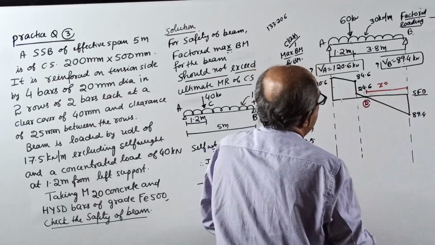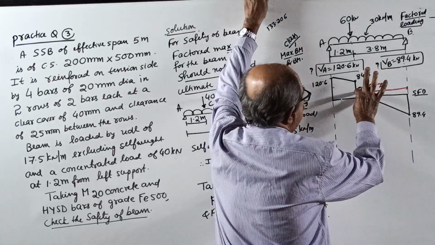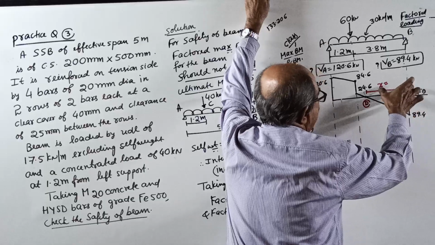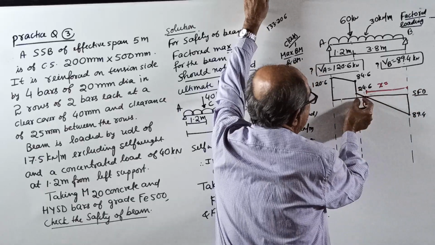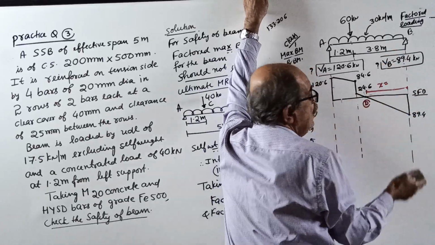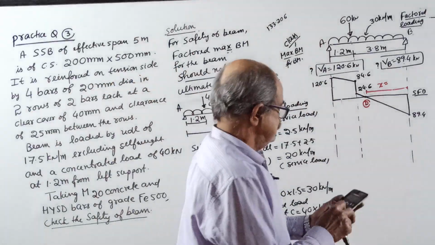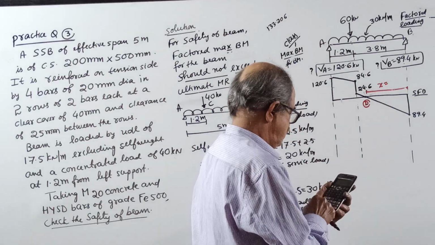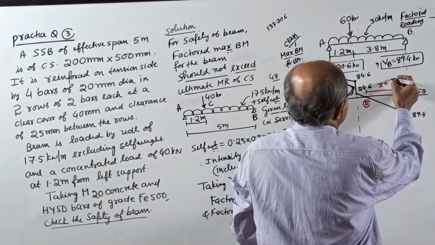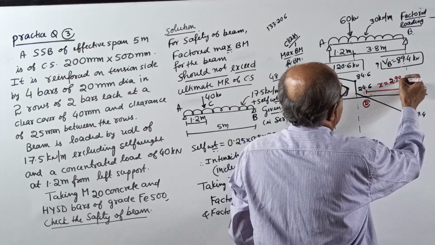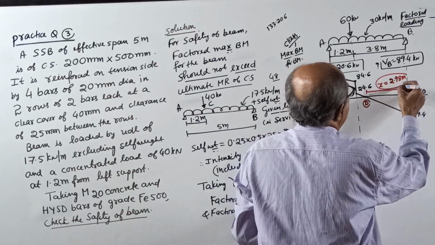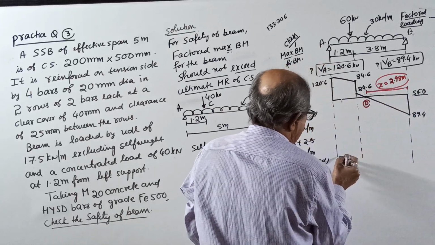Calculate X. You can do it in so many ways. 89.4 divided by X equal to 24.6 divided by 3.8 minus X. Or as I explained there, you calculate X. That X will come 2.98 meter. Now remember, now we will draw the bending moment diagram.